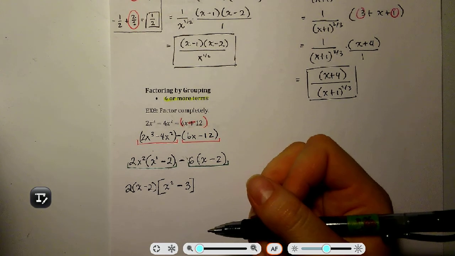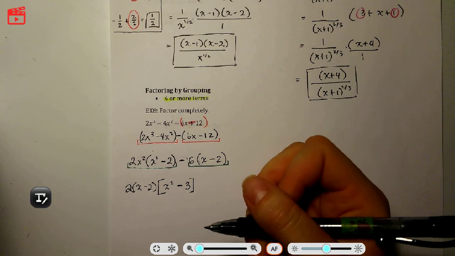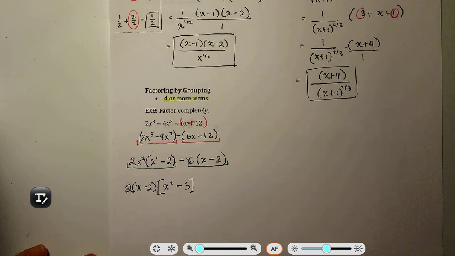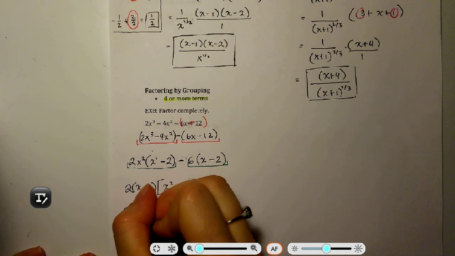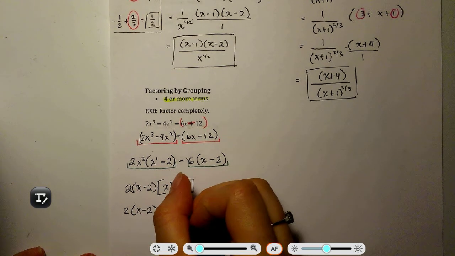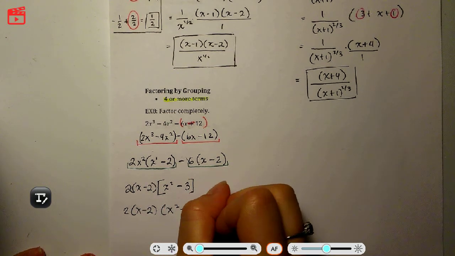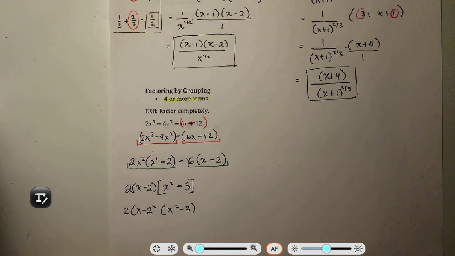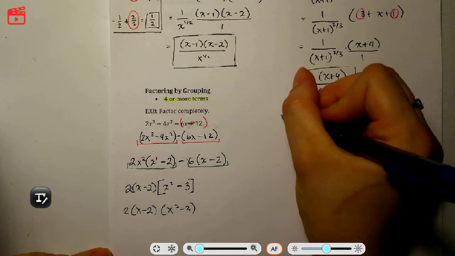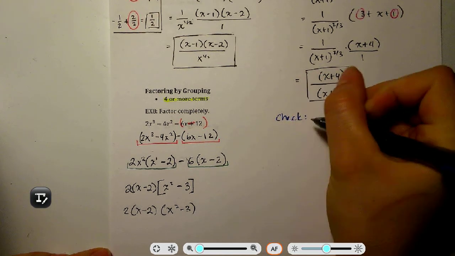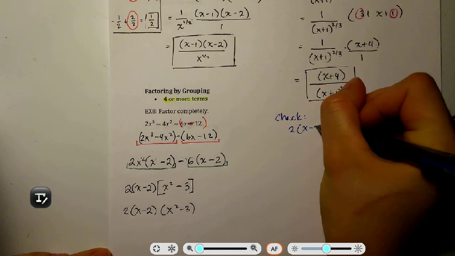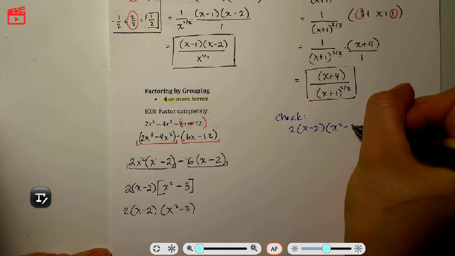Once again, remember, you could multiply all this out to make sure you get what you had originally, just to check your answer. So we're left with 2 times x minus 2 times x squared minus 3. You know what? Let's check this. Why not? Is this really what we have? Let's check. 2 times x minus 2 times x squared minus 3.